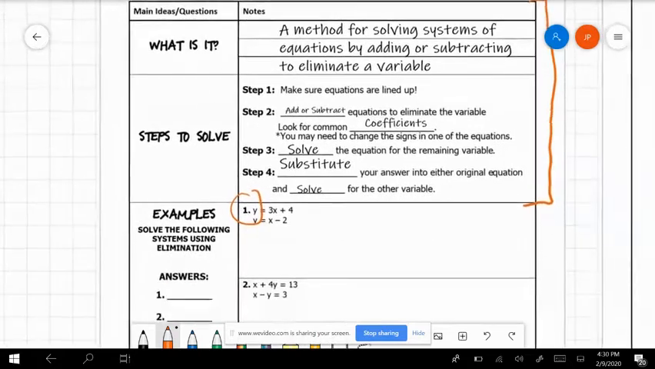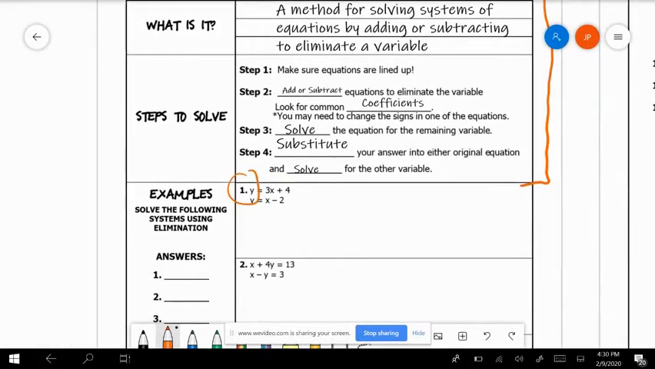Okay. So the first one I want to look at with you is this first one right here, number 1. The first step that we wrote down up here was to make sure that your equations are lined up. What that means is that all of my variables are in the same place in both equations. This one, that's already done for us. My y's are lined up with each other, and my x's are lined up with each other, and you also want your constants hanging out at the end like that to be lined up with each other too. So we did step 1 for number 1.